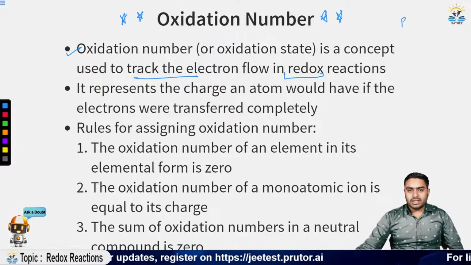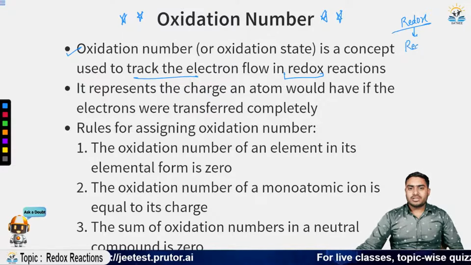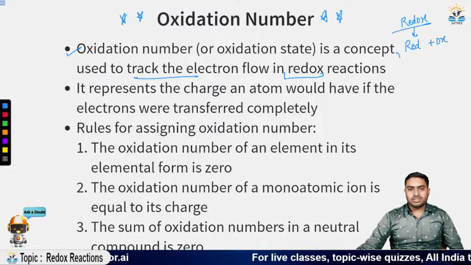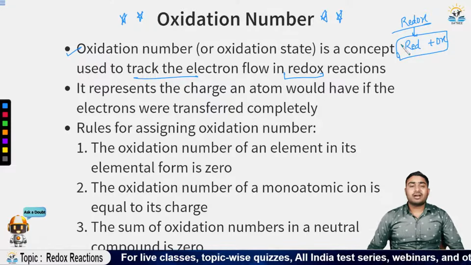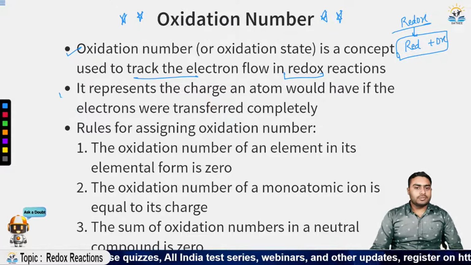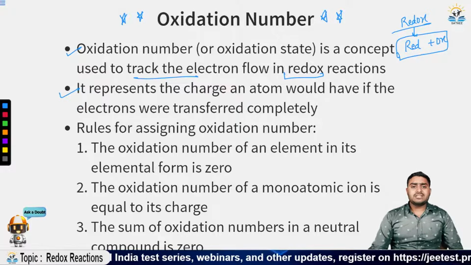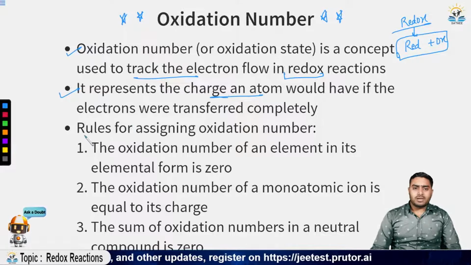The word redox itself suggests red plus ox. Red means reduction and ox means oxidation. That means the reactions in which oxidation and reduction occur simultaneously are called redox reactions. Okay, let's go back to the oxidation number. It represents the charge an atom would have if the electrons were transferred completely.